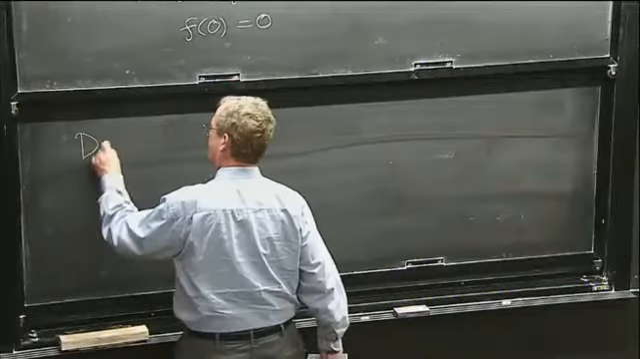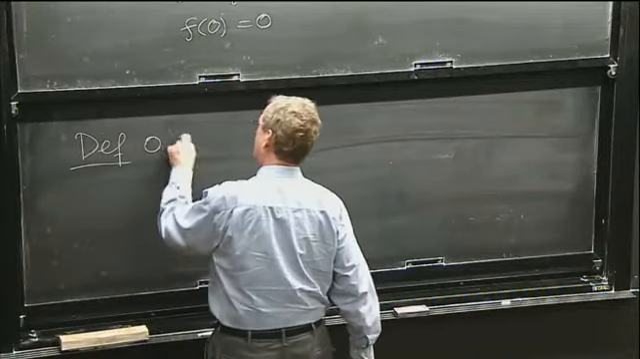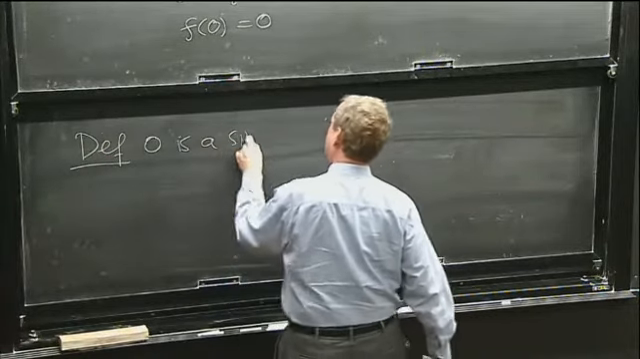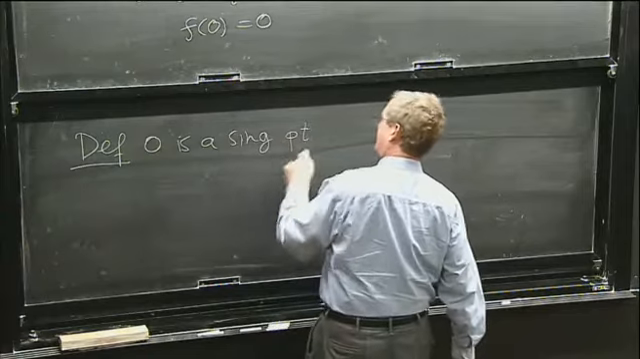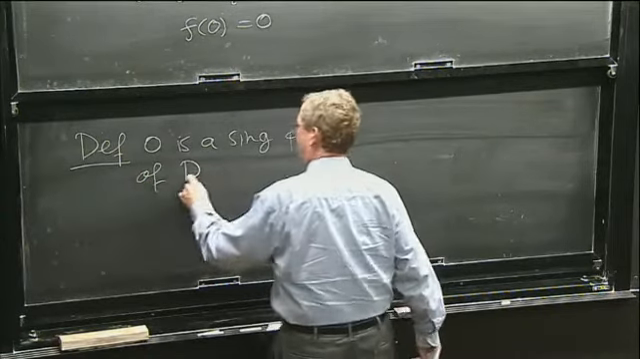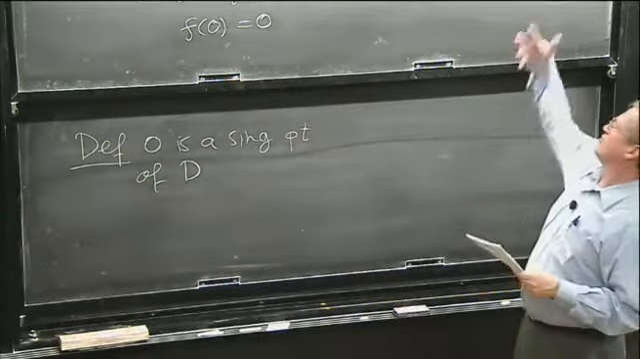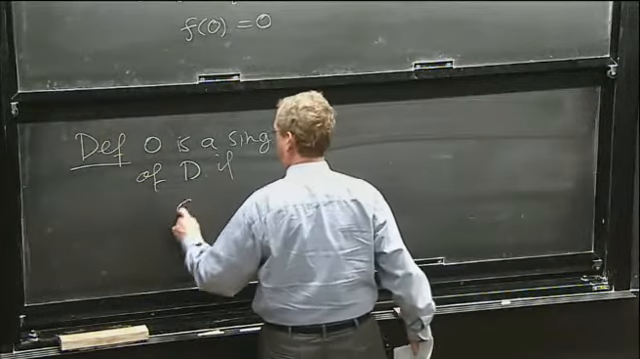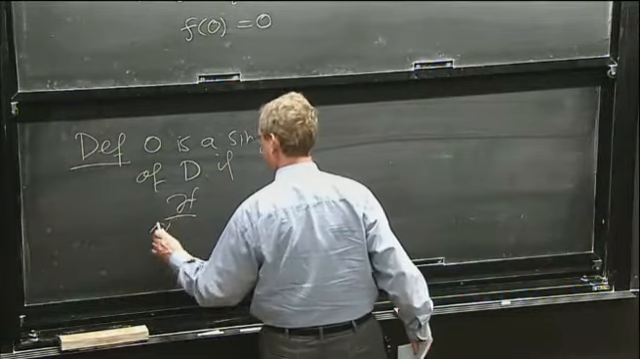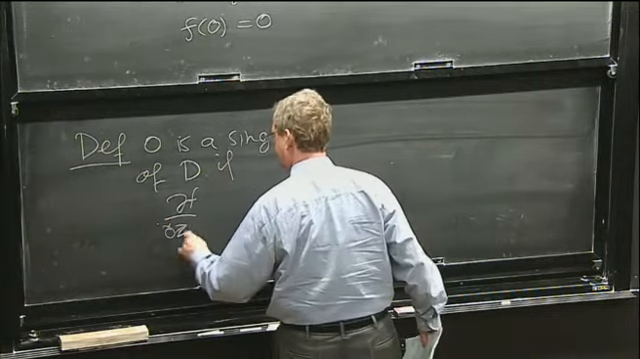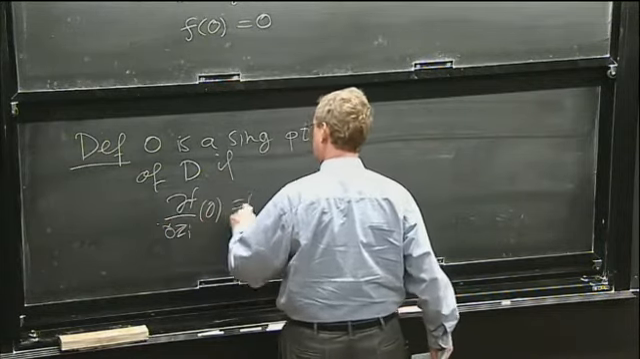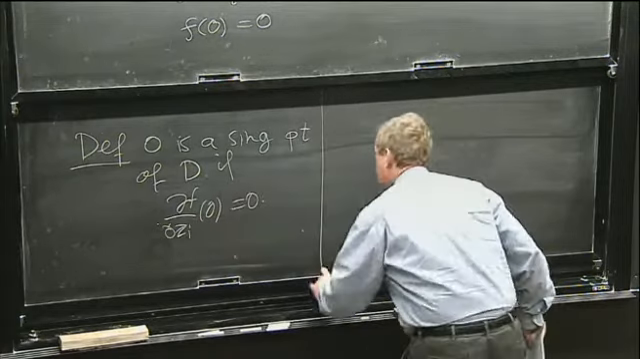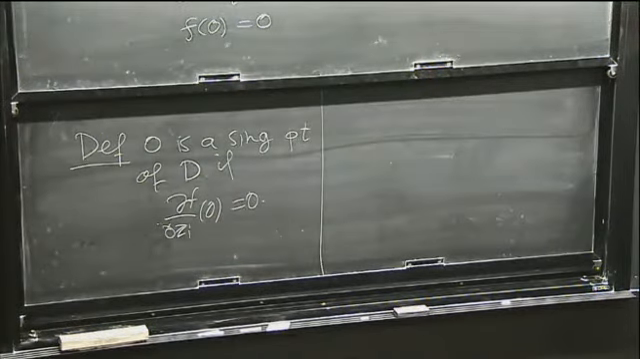So the definition is that the origin is a singular point of D. Sometimes instead of writing D, I'll just refer to it by f, the defining equation. So 0 is a singular point if all the partials of f vanish at the origin. This is where we get interesting local behavior, and this is what we want to study.